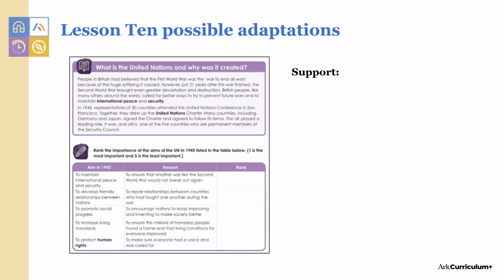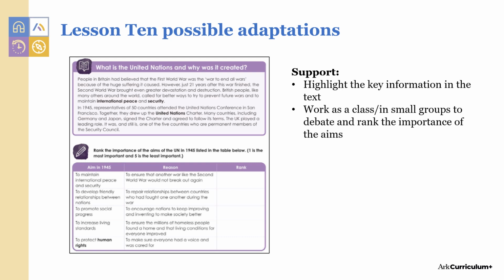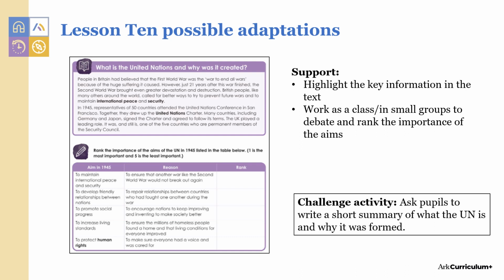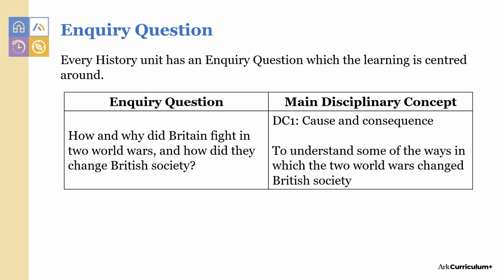And to support pupils with a final lesson, Lesson 10, you can highlight the key information in the text, and you can work as a class or in small groups to debate and rank the most important of the aims before writing them down. Challenge pupils by asking them to write another short summary of what the UN is and why it was formed. Once pupils have finished the activities in Lesson 10, they'll need to answer the inquiry question for this unit.